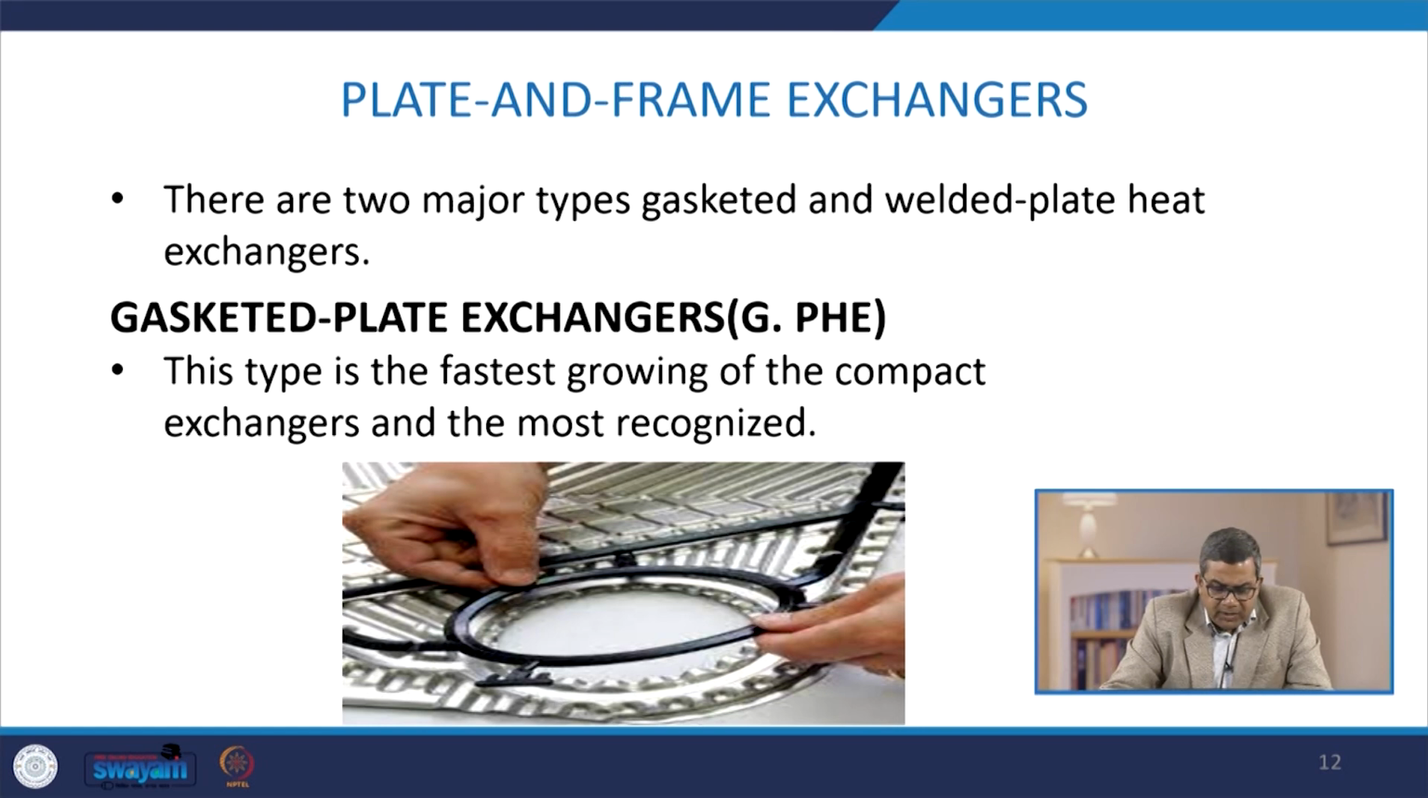Now there are two major types: gasketed and welded plate heat exchangers. One is the gasketed plate heat exchanger. This type is the fastest growing of the compact exchangers and the most recognized. You can see this is the gasket.